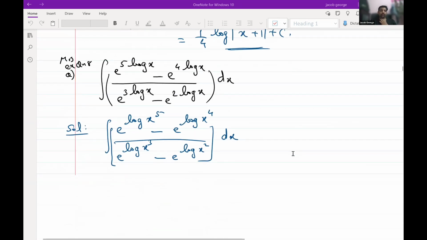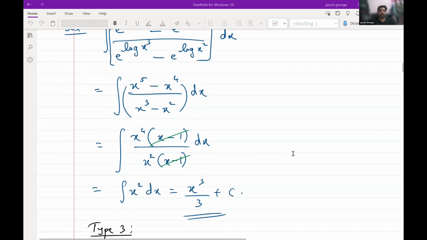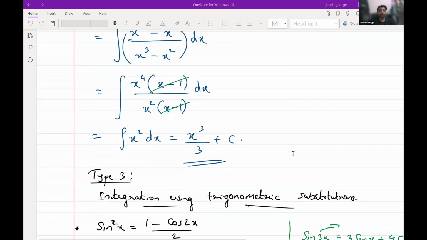So this is a one marker question. 5 log x means log x raised to 5. 4 log x is log x raised to 4. Then e and log will go. x raised to 5 minus x raised to 4 by x cube minus x square. And then we can take the common factor outside, okay? Yes, sir.